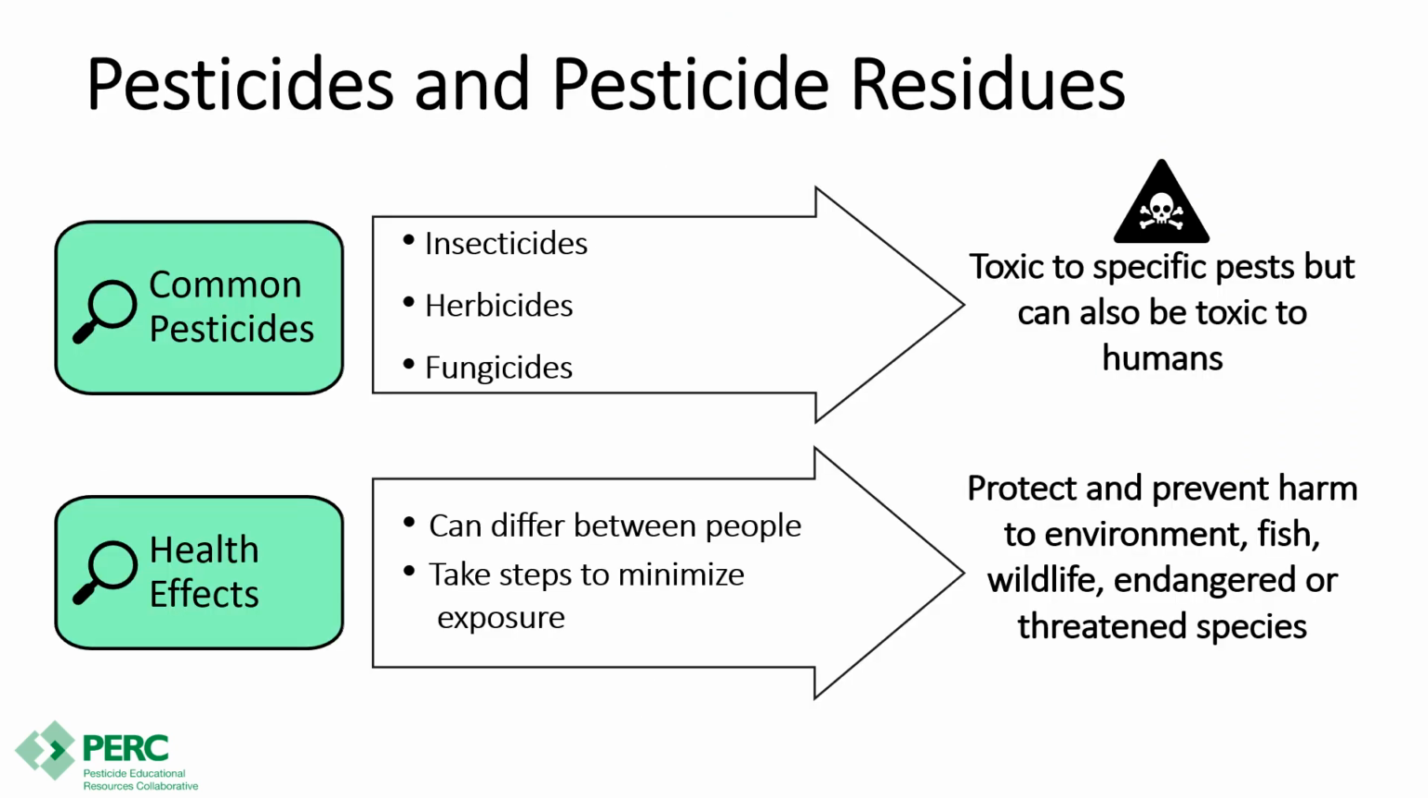Pesticides are intended to be toxic to specific pests, but can also be toxic to humans. Health effects from pesticides can differ between people depending on their overall health, age, or other factors, including the toxicity of the pesticide itself. For these reasons, you should always take steps to minimize exposure to pesticides. Even the least toxic pesticides may cause illness when not properly used.